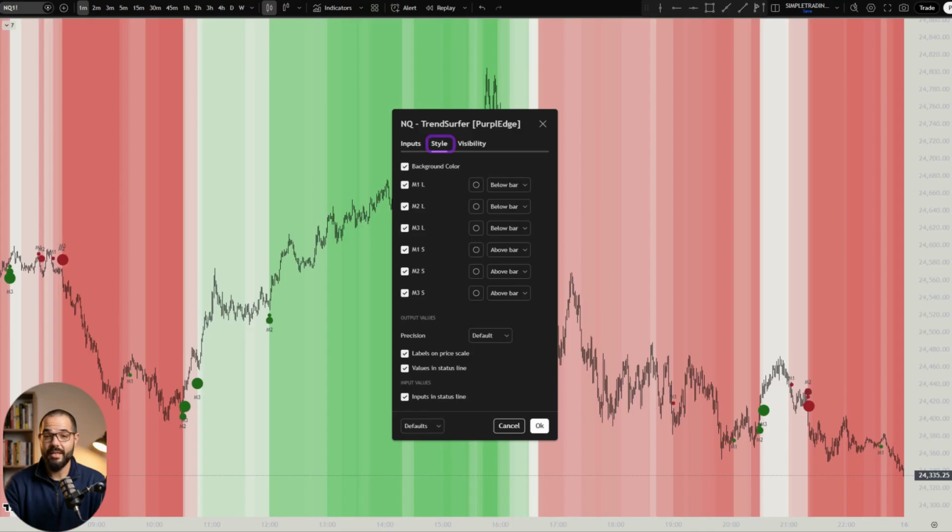Moving to the Style tab, which lets you fully customize your chart's visibility. You can toggle the background color on or off and filter precisely which momentum signals to display and easily change their shape and position.